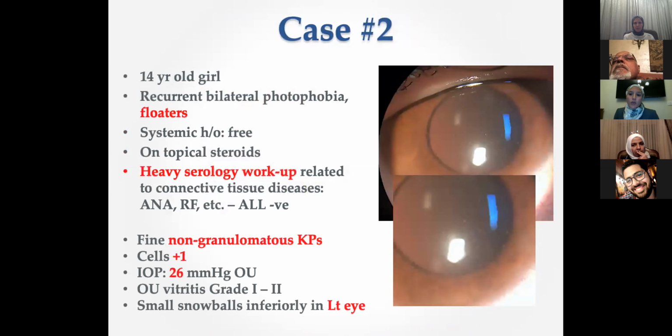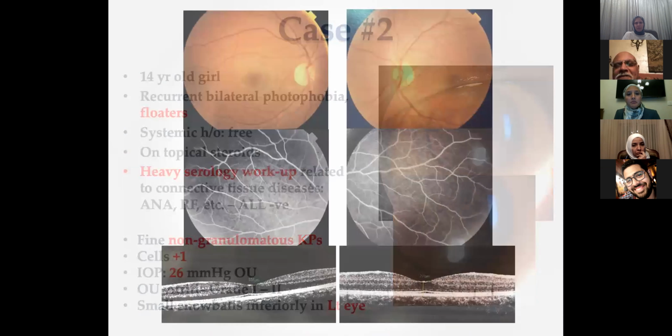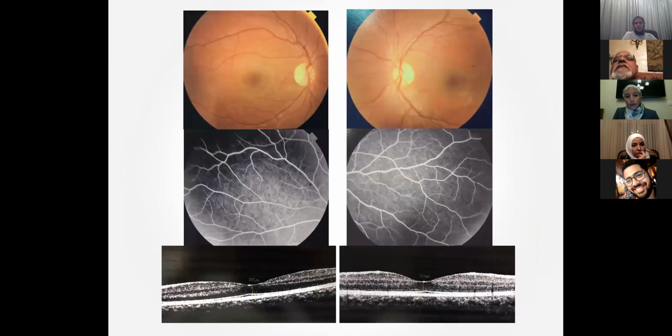On examination, we can appreciate the presence of non-granulomatous KPs with cells +1, and she had an IOP of 26 millimeters mercury bilaterally, even though she reported saying that she never had a problem with intraocular pressure before. And on dilated fundus exam, we can see that she has vitritis of grade 1 to 2 with small snowballs inferiorly in one eye. Luckily for this patient, her fluorescein angiography and OCT were both normal.